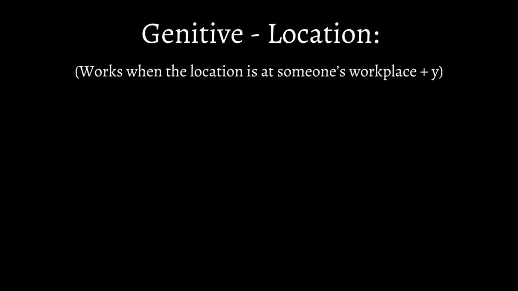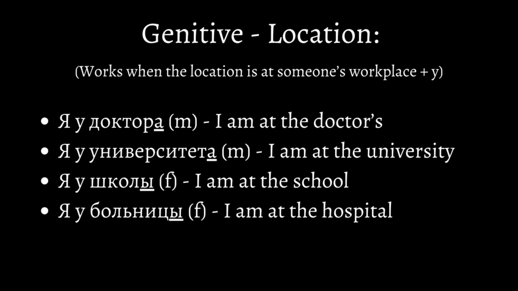Now, let's move on to location. Location is possibly the easiest concept in the genitive because it typically works when the location is at someone's workplace, and it also uses the possessive construction у. Я у доктора. I am at the doctor's. Я у университета. I am at the university. Я у школы. I am at the school. And я у больницы. I am at the hospital.